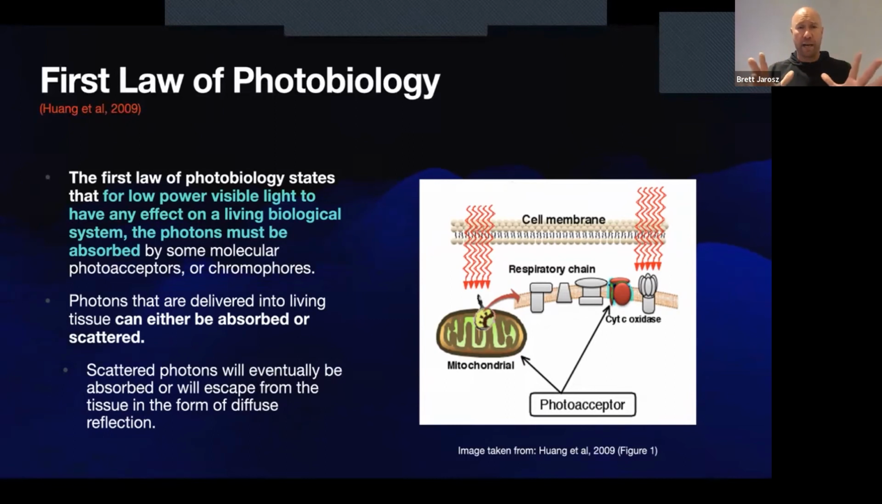We talked last module about how LEDs have a greater ability to scatter because they're not in that directional, coherent aspect. We'll review that again in a second. So we've got to have photons being absorbed. That is our first law: for light to have an effect, it's got to be absorbed.